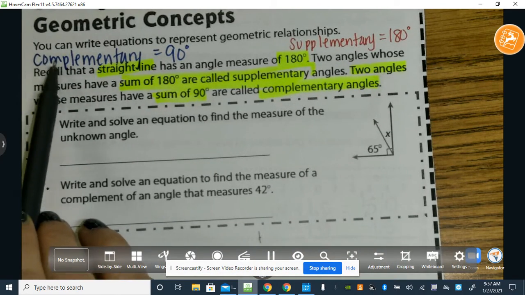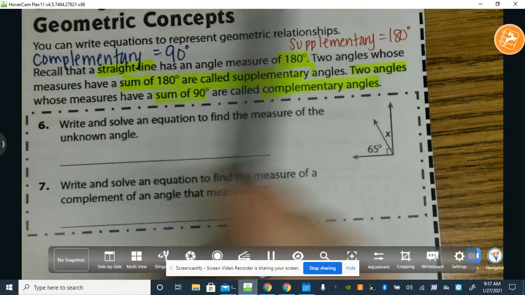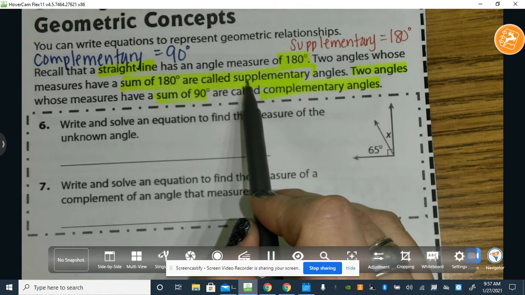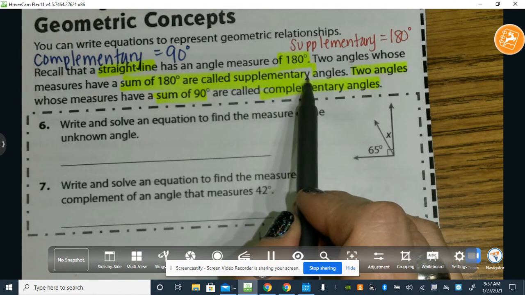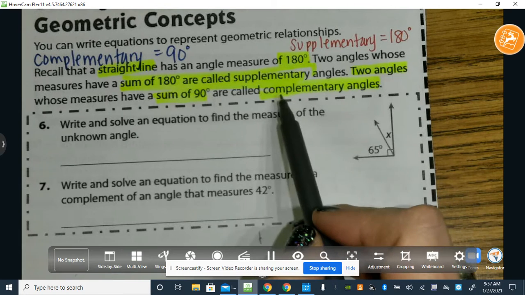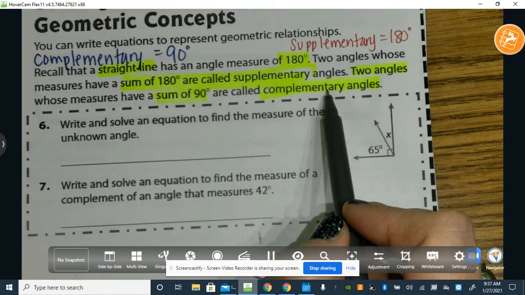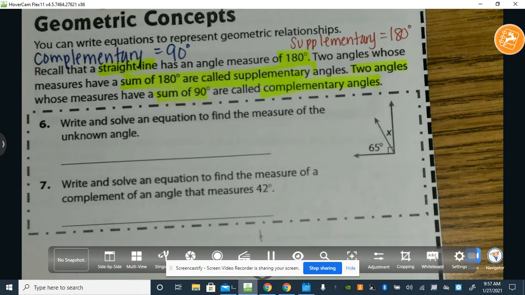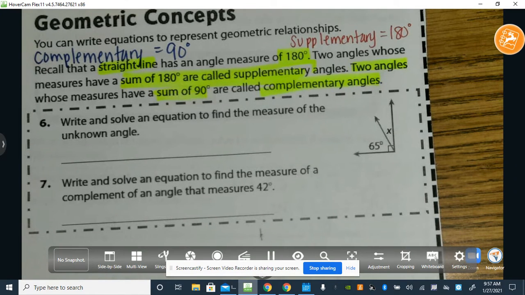Let's count 1, 2, 3, 4, 5, 6, 7, 8, 9, 10, 11, 12, 13. And supplementary is 1, 2, 3, 4, 5, 6, 7, 8, 9, 10, 11, 12, 13. Maybe my counting's off. Well, maybe they're the same. I always thought supplementary was a lot bigger, I guess because I must have added another P. But they are the same amount of letters. So disregard that whole message.